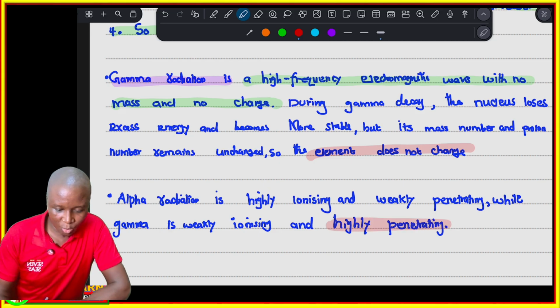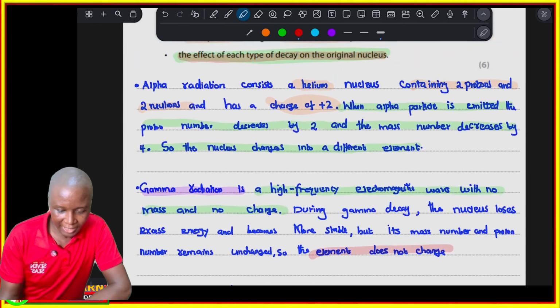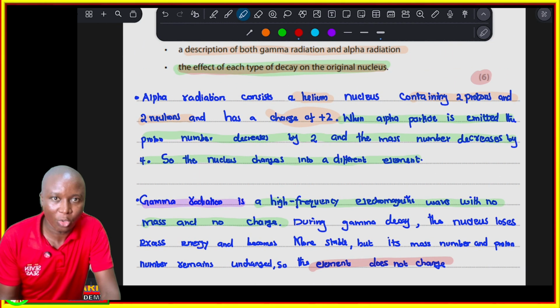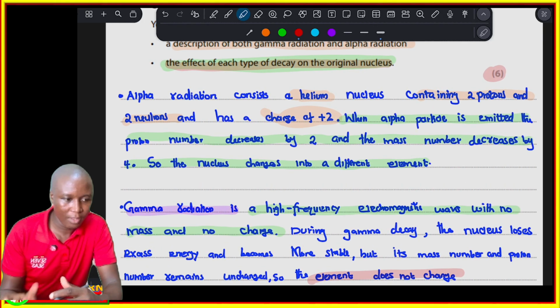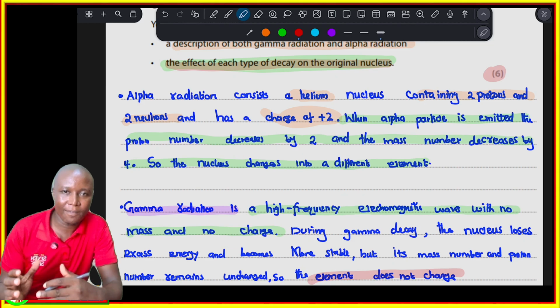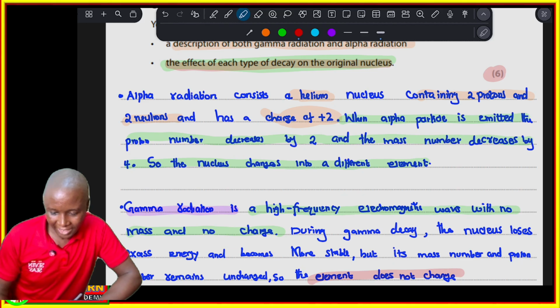So basically that's what you are supposed to state in this question for you to earn a whopping 6 marks. It's not a joke for you to earn these marks. You have to be very, very clear in the way you are giving your answer, in the way you are explaining yourself for you to earn these particular marks.